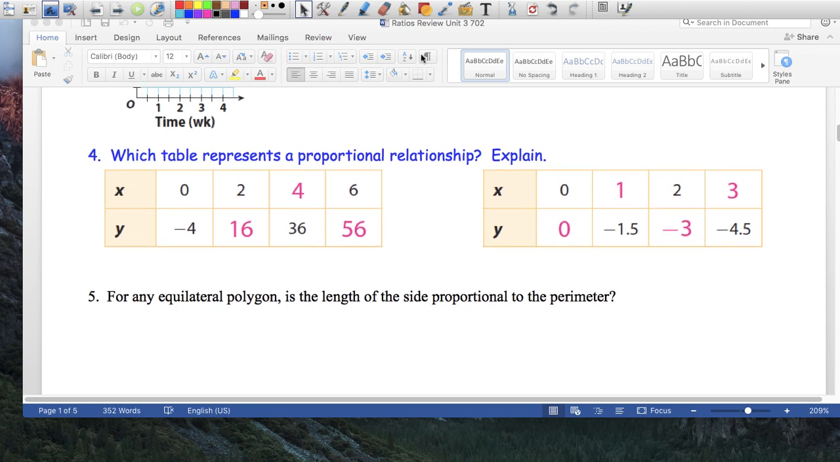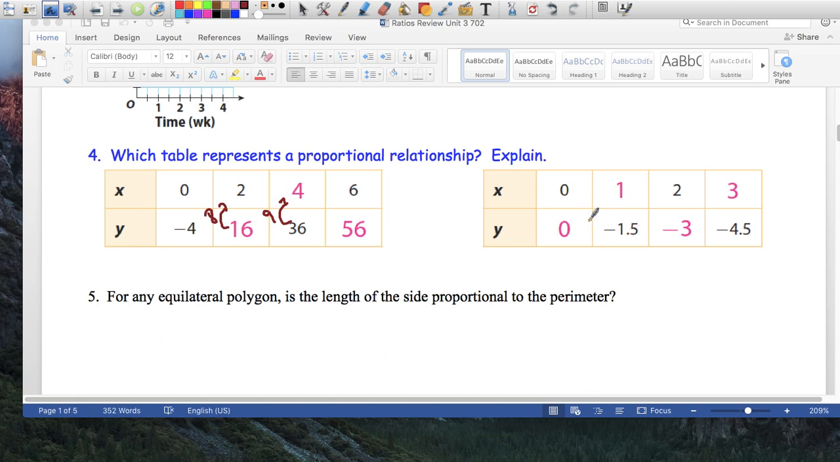Number 4, which one represents a proportional relationship? Okay, so quickly, if you do y over x, even if you just look up and down, well, this is times 8, this is times 9, and this is definitely times something. I have no idea what it is, but you already can tell that your constant of proportionality is going to be different, right? If you do y divided by x, this is 8, this is 9, this is going to be something else.